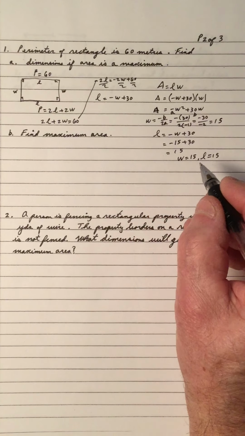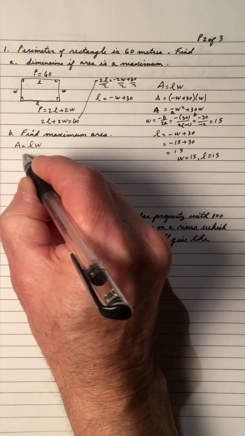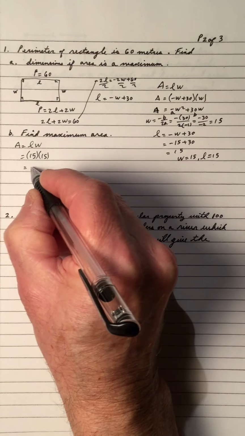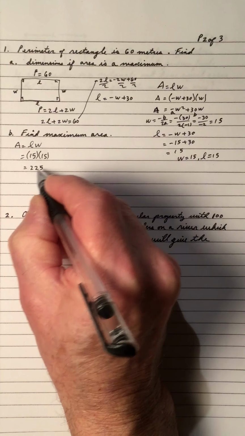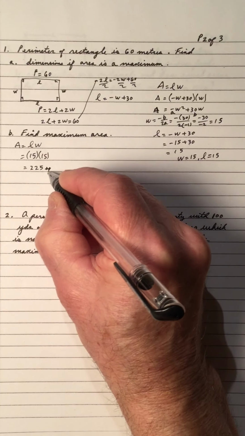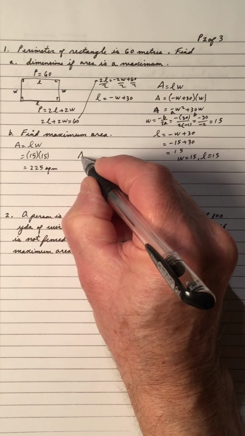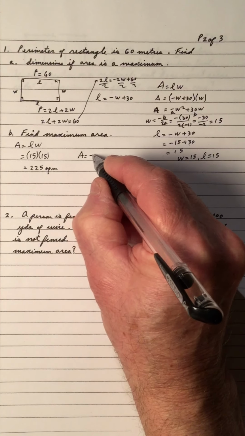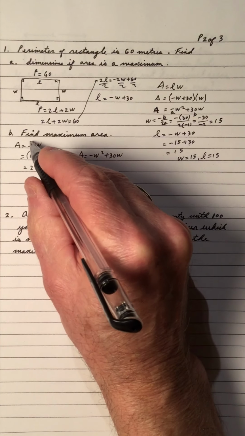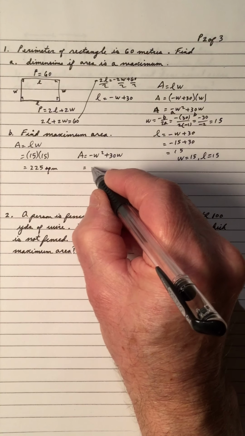So what's the maximum area? Well, we found the 2 dimensions, so the area is length times width. The length is 15, the width is 15, so the maximum area would be 225. And again, the lengths are in meters and the area is in square meters. Another way to get the area would be to sub it into negative W squared plus 30W.